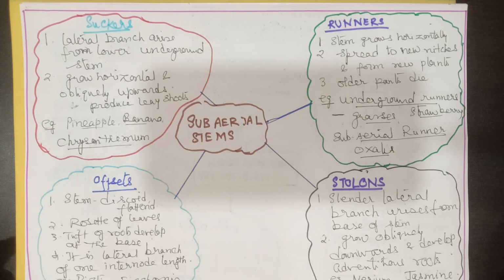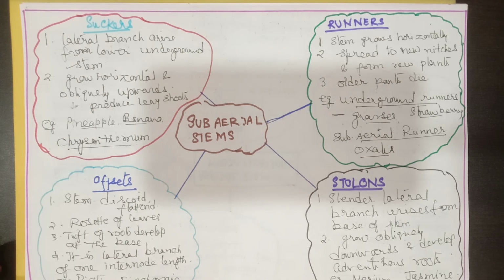As the name suggests, subaerial means partly aerial, partly underground. Depending upon the habitat of the plant, it may be partly aerial, partly underground. Suppose it is an aquatic plant, then it will be partly inside water and partly outside water. And if it is a terrestrial plant, it will be partly inside the soil and partly outside. That is the subaerial stem.